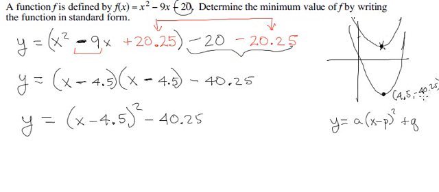So what's the minimum value? Minus 40.25. The curve drops and drops and drops, gets to minus 40.25, and it never does get any lower. It turns back and starts rising after that.